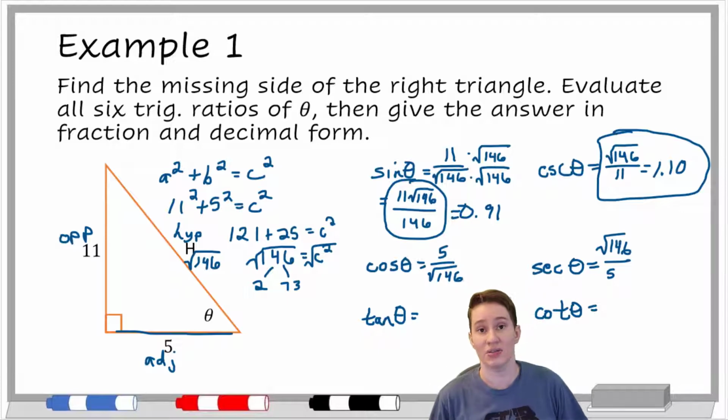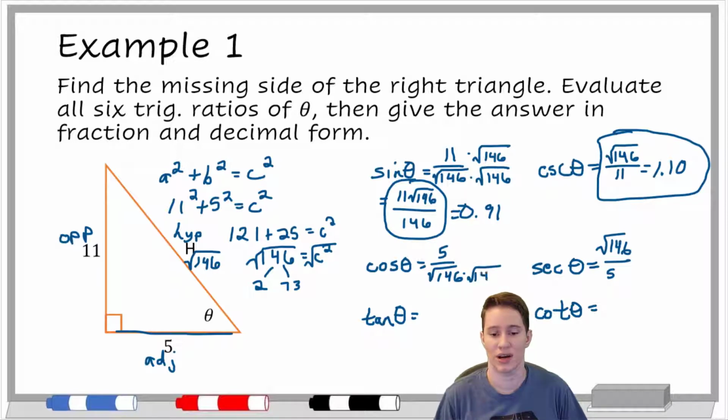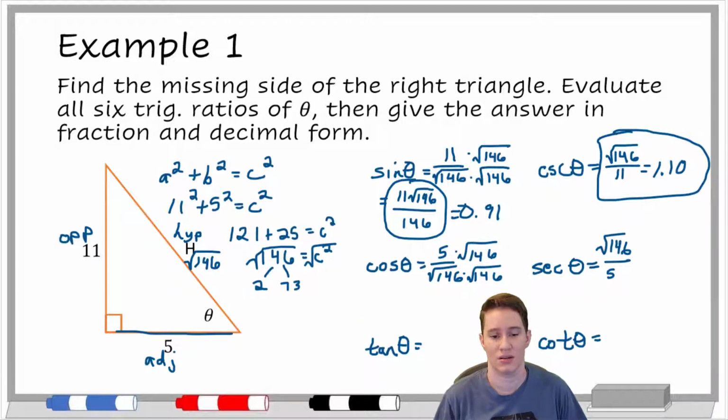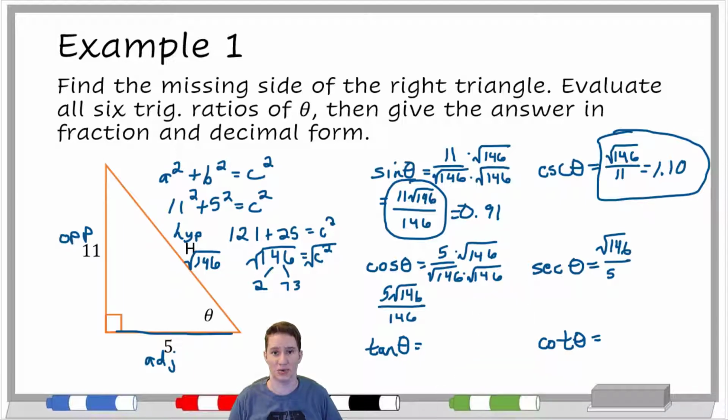And then for cosine, we do need to rationalize, which is going to move the square root of 146 up so that it's next to the 5. And we get 5 square roots of 146 over 146. And then we'll find decimals for both of these.